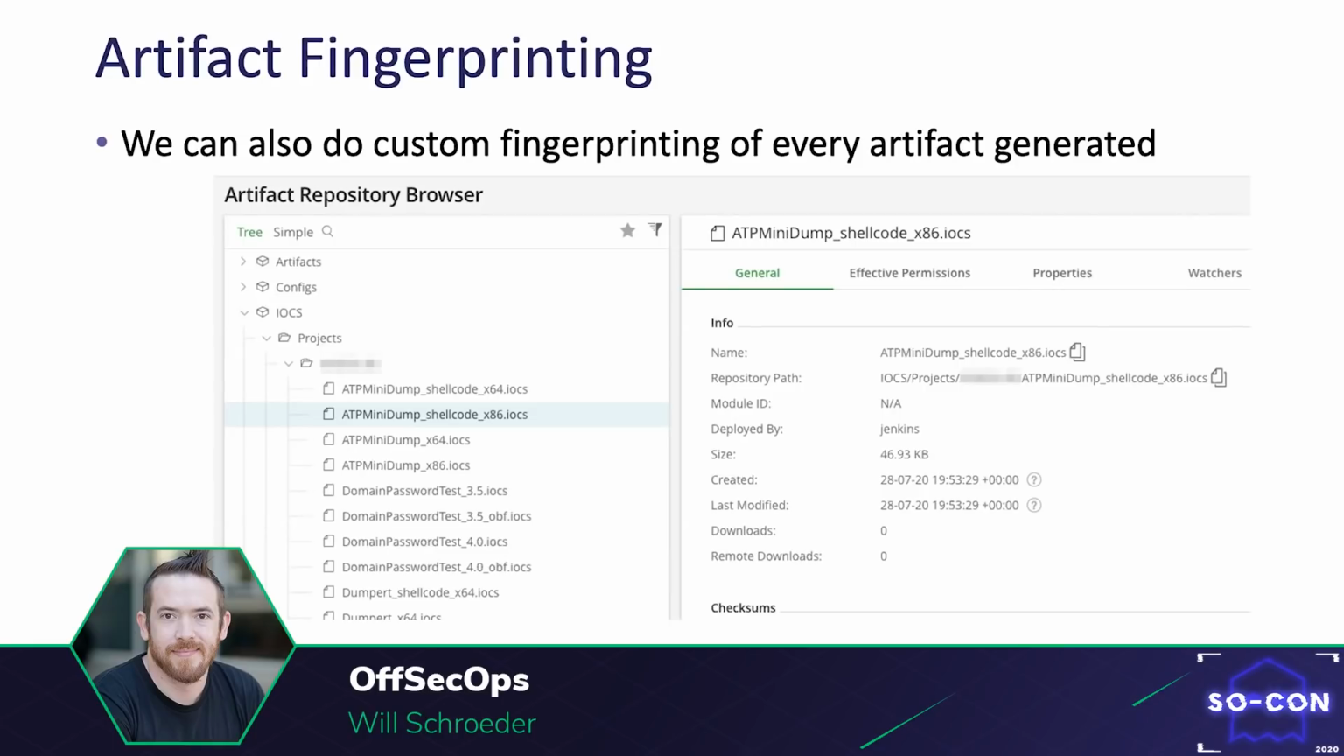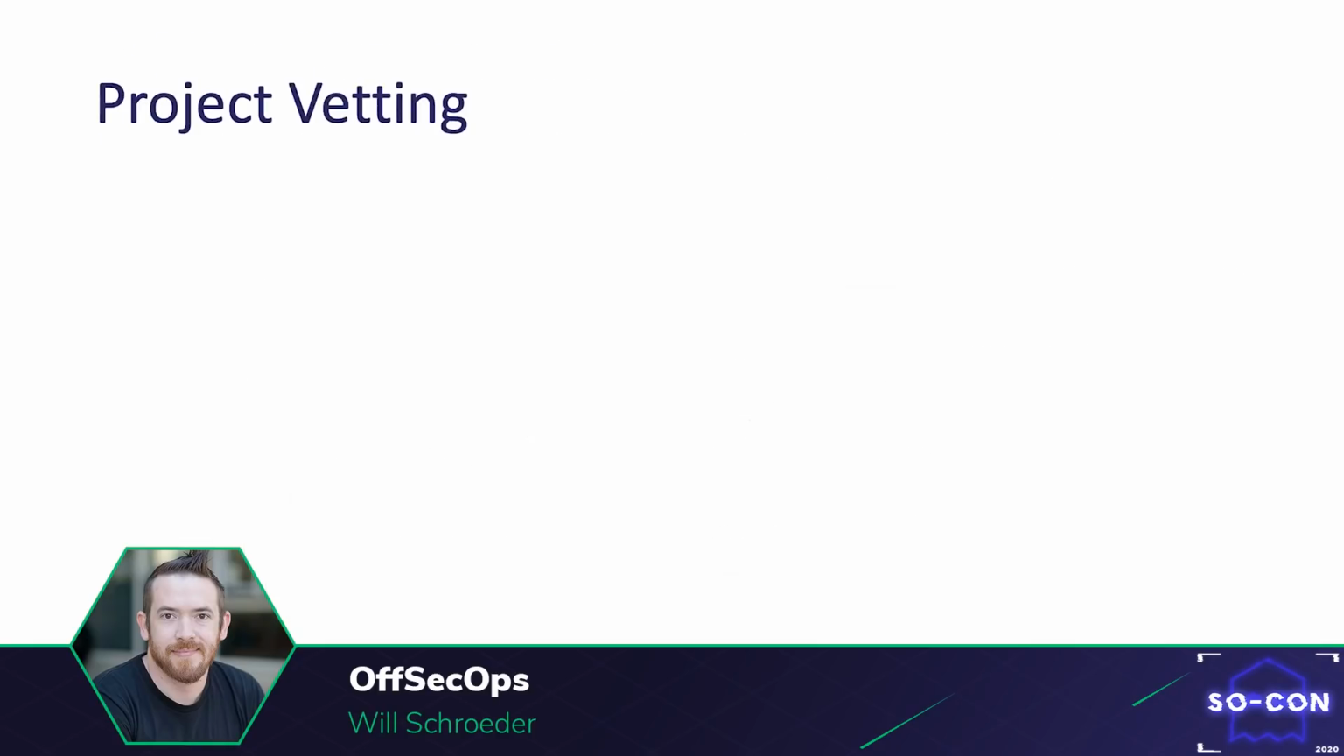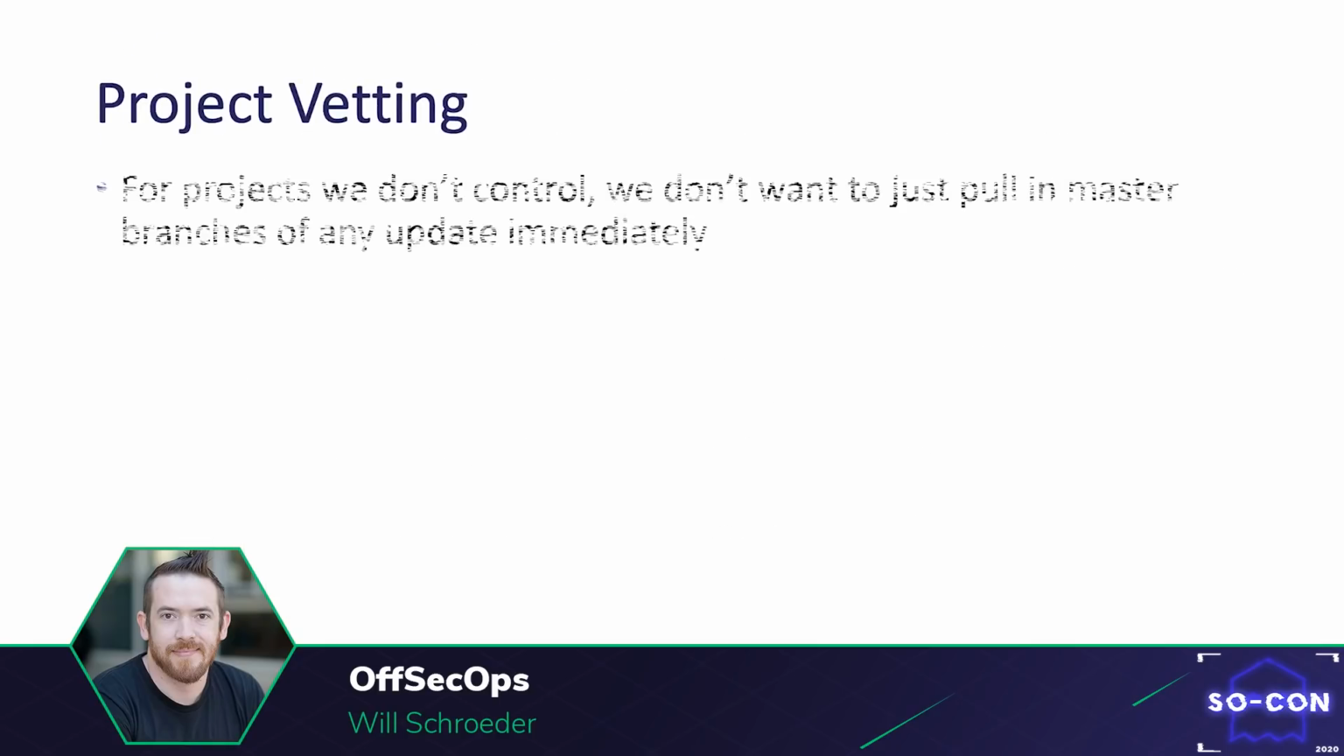Again, we can update these really easily. If we want to pull a new thing from any artifact, we just update the fingerprinting repo, and that's already cloned down. It's already part of the process. One of the last things, project vetting.